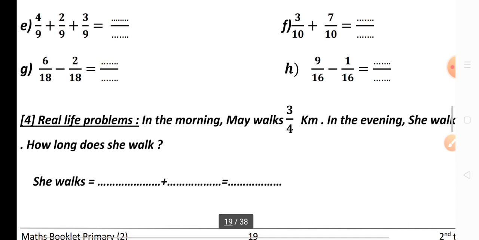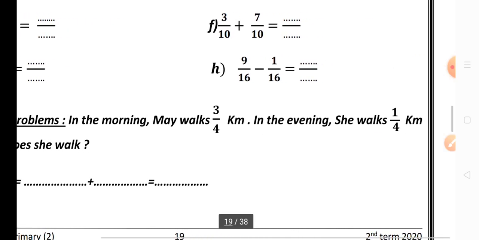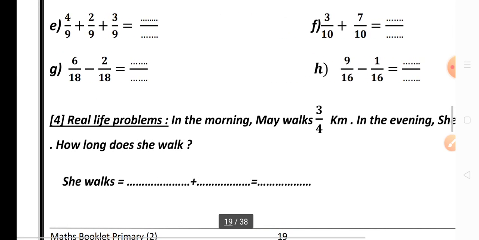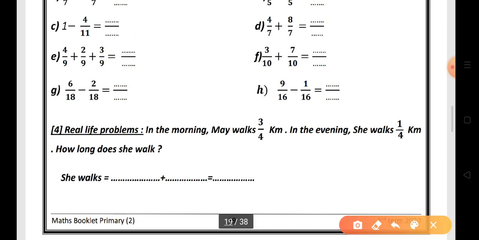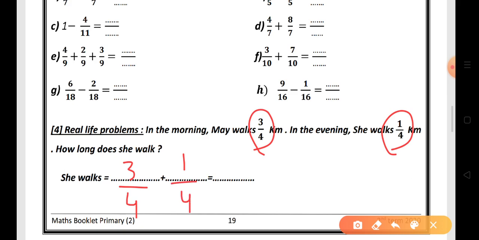In the morning, May walks 3/4 kilometer. In the evening, she walks 1/4 kilometer. How long does she walk? We'll add the two fractions together. 3/4 plus 1/4. The two denominators are the same, so keep it and add the two numbers on the top. 3 plus 1 equals 4. 4 over 4 equals 1.